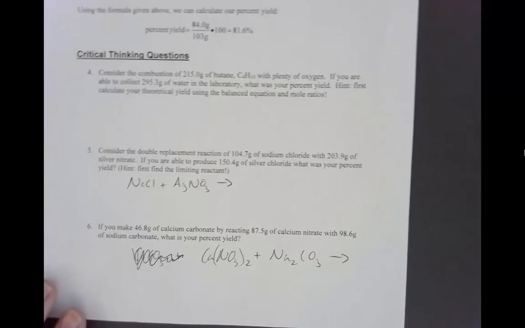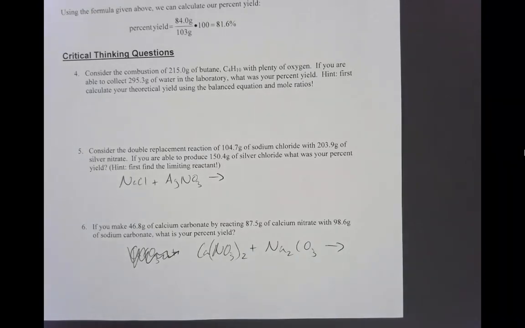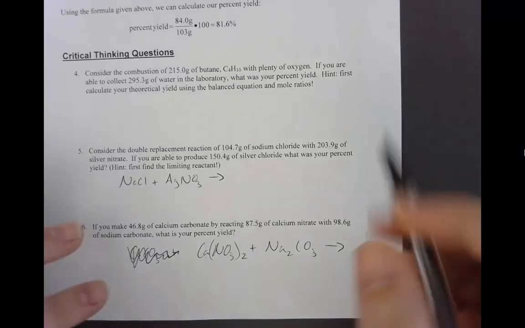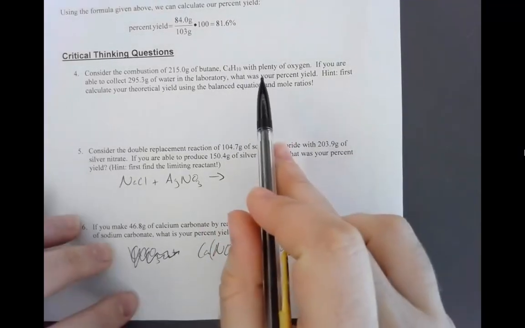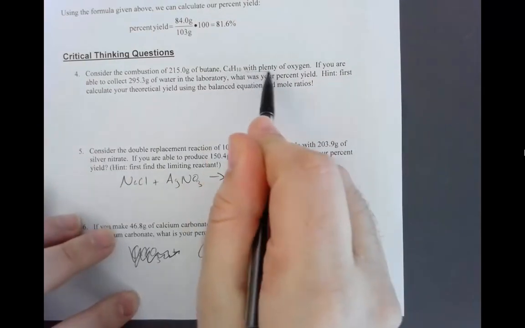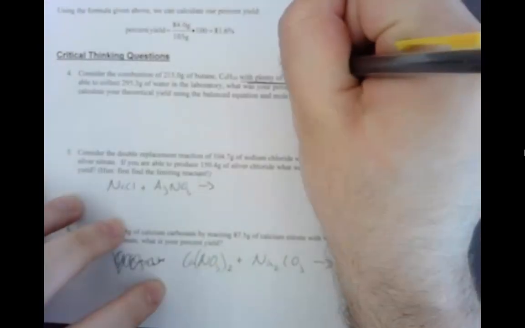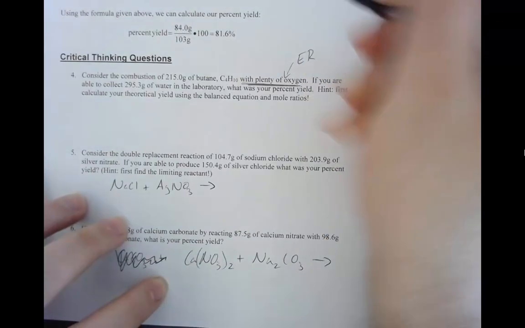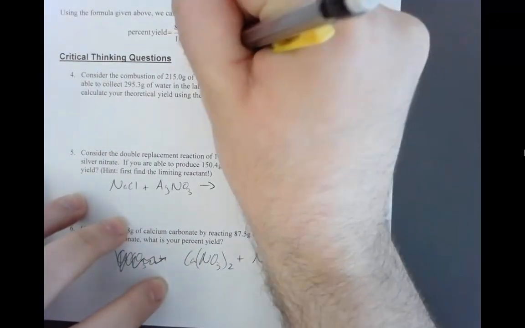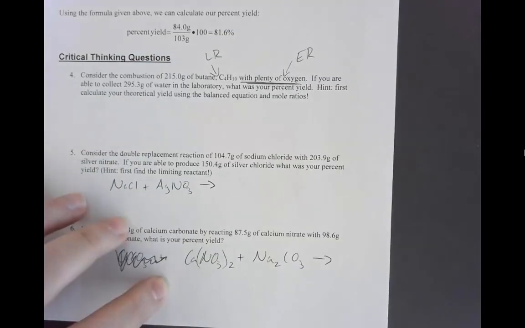So we're going to start with question 4. Question 4, we're taking the combustion of 215 grams of butane with plenty of oxygen. So from this language, we can already tell what the limiting reactant is. This language right here tells us plenty of oxygen. That makes it seem like you're not going to run out of oxygen. You're going to have plenty. You're going to have too much. So that means oxygen is the excess reactant, which means butane must be the limiting reactant.